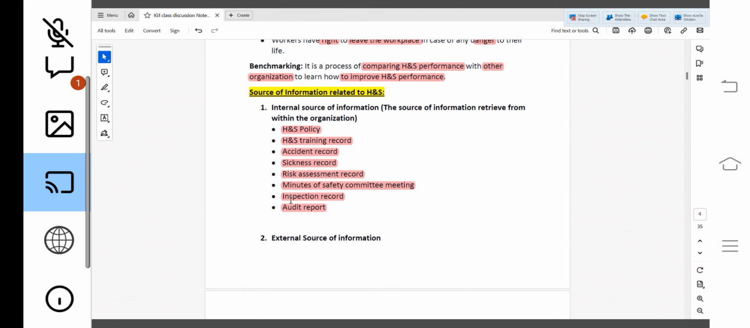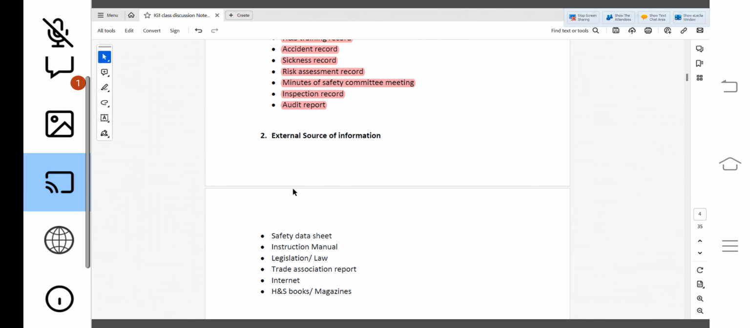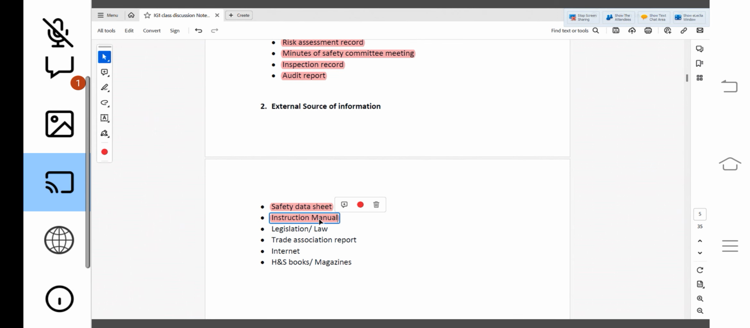Then external sources of information, like a safety data sheet. The manufacturer or supplier will give you an instruction manual, meaning the operating manual of the machine, equipment or vehicle. Legislation like health and safety law, government health and safety law. Trade association reports: some industries have a trade association, which will also publish health and safety related information for their specific trade on internet sites. Some private institutions also publish health and safety related information on websites. So the organization, meaning our employer, can go through this, and if they feel it is good standard, good practice, they can implement it in the organization.